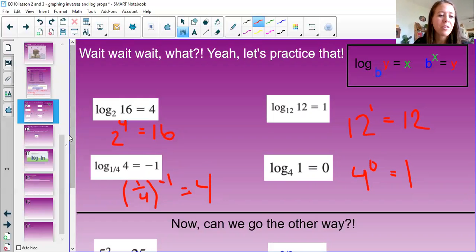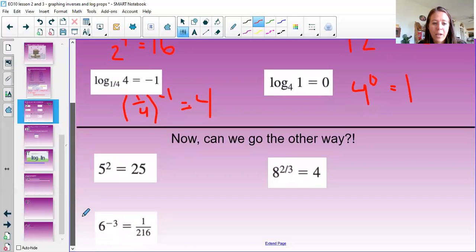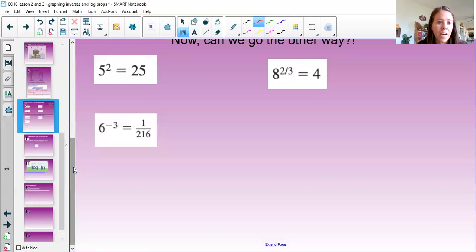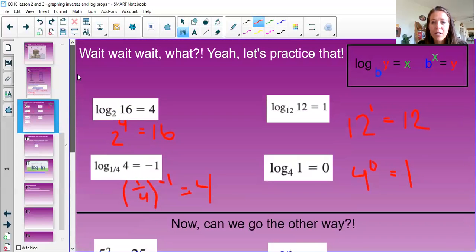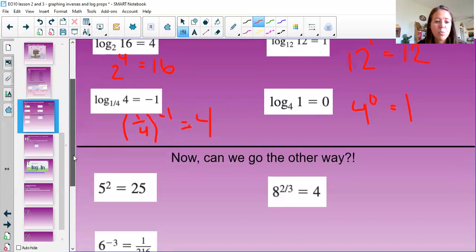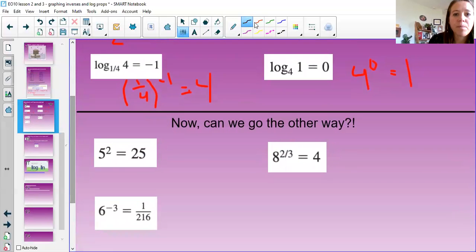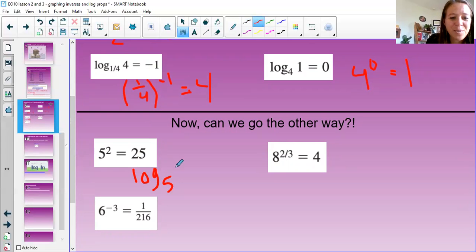Okay, well, can we go to the other way? What if we have an exponent, but we want to write this as a log? Okay, so now we've got 5 squared is equal to 25. Look back at our little diagram here. Okay, 5 squared is equal to 25. Your 5 is in the base place. Your 2 is the exponent, and your 25 is our output. Okay, so I'm going to write this as log base 5 of 25 is equal to 2.